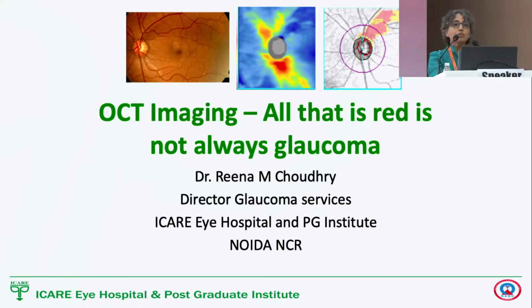So I'm going to be talking basically about how to look at these printouts and not make the mistake of diagnosing glaucoma or missing glaucoma on them just by looking at the color coding that the machine gives us.